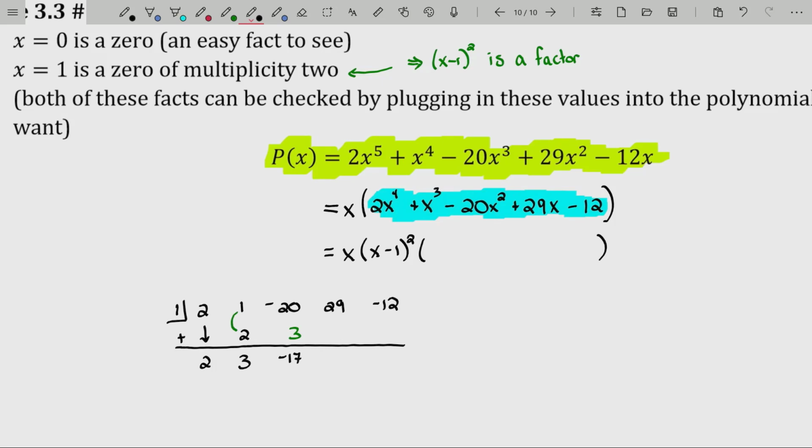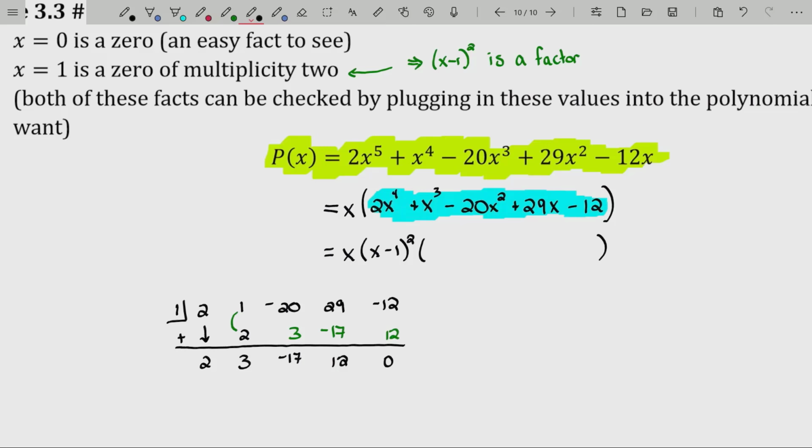And I wanted to still use my green there, but I just didn't. So negative 17. 29 plus a negative 17, which is basically 29 minus 17, is what? 12. And then 1 times 12 is 12. I, again, wanted to use green there. You add those up, and you get no remainder. Well, you obviously shouldn't have a remainder because x minus 1 divides in. So there should be a 0 remainder there.